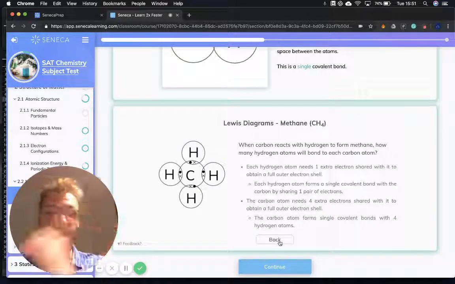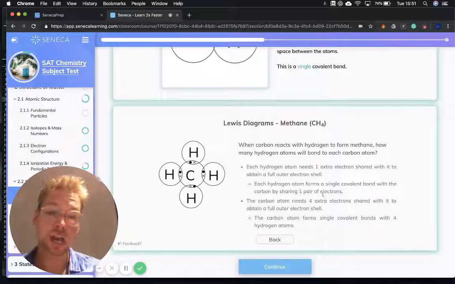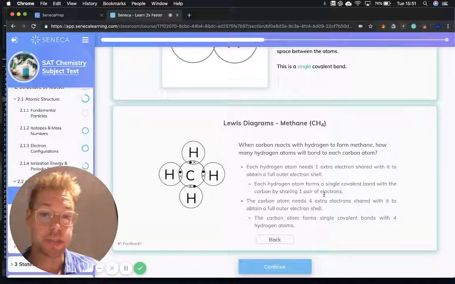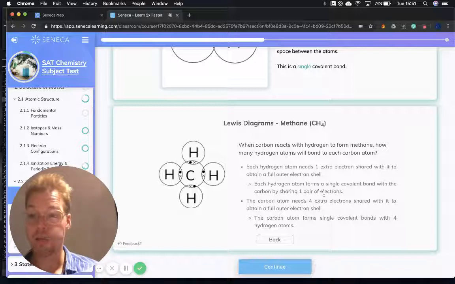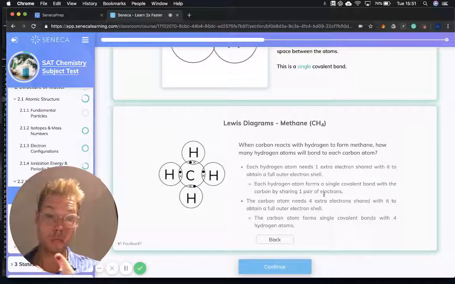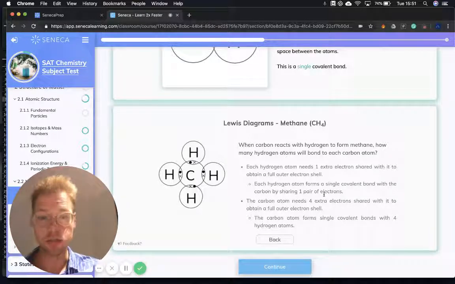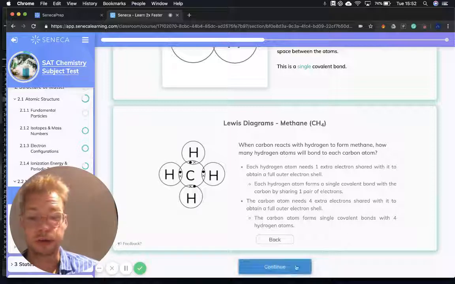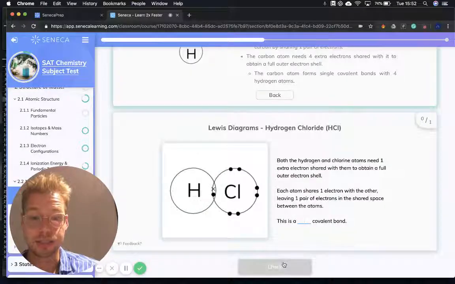Why does this happen? Well, let me break it down for you. Each hydrogen atom needs 1 extra electron shared with it to get a full outer shell. So each hydrogen atom is going to form a single covalent bond with the carbon by sharing 1 pair of electrons. Remember, covalent bond, shared pair of electrons. The carbon atom needs 4 extra electrons shared with it to obtain a full outer shell. So each carbon is going to form covalent bonds with 4 hydrogen atoms.